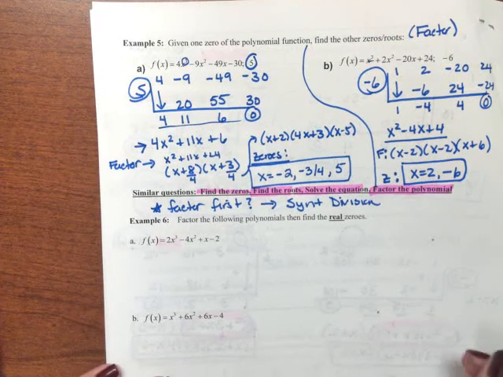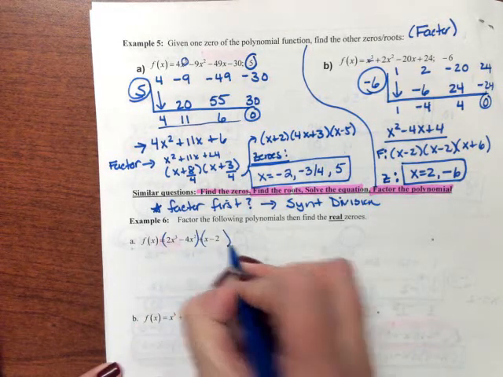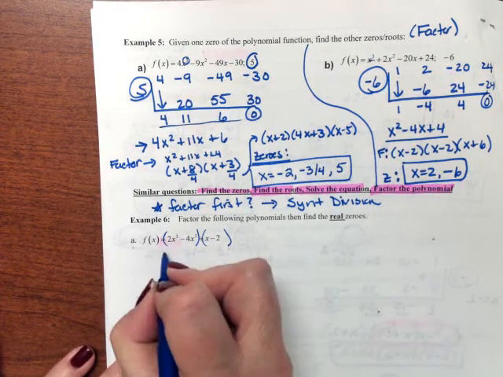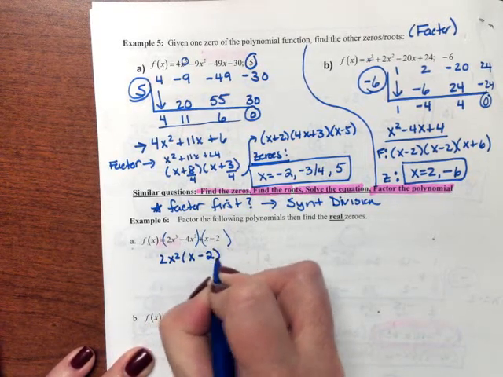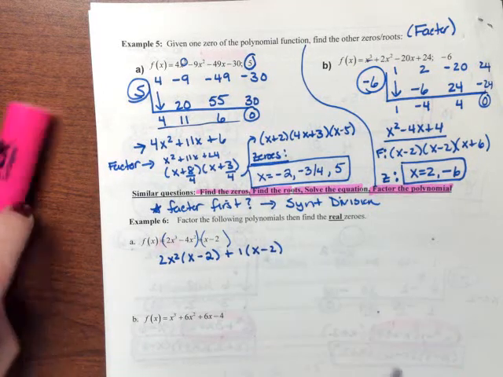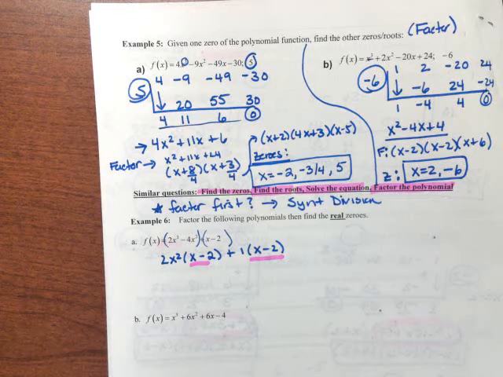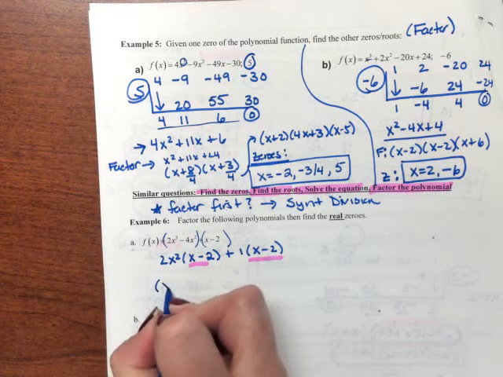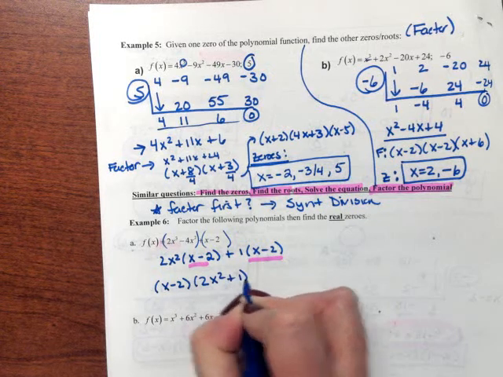So for example, factor the polynomials and then find the real zeros. So again, I'm going to try to factor this by grouping. Notice I can factor out a 2x squared out of the first set of parentheses. I can factor a 1 out of my second set of parentheses. And since they match exactly, I can factor this into x minus 2 times 2x squared plus 1.